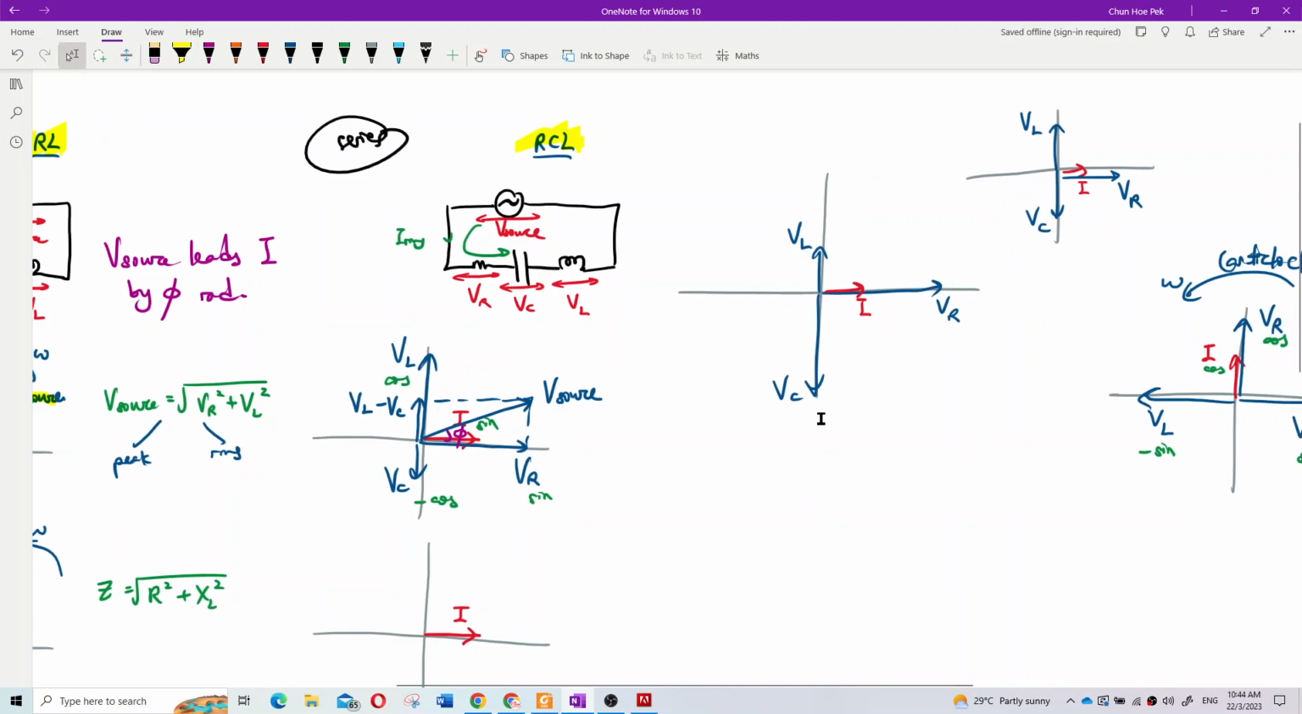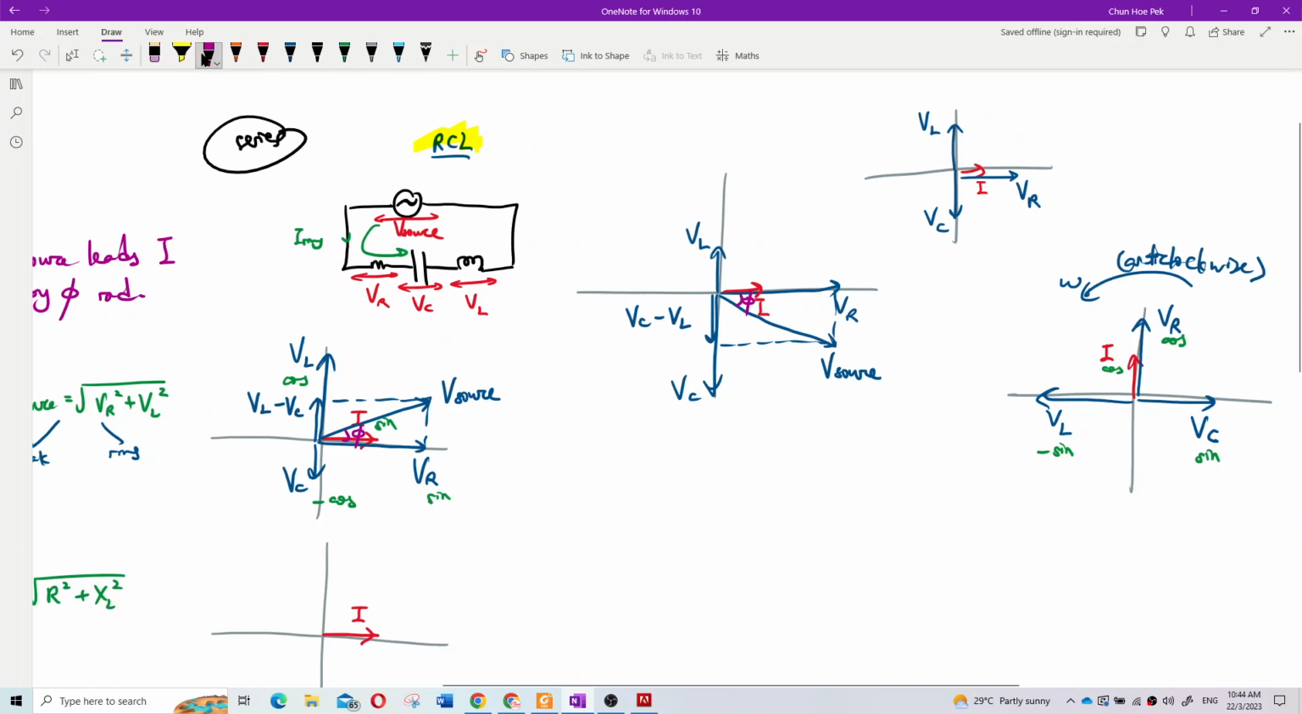But if VC is longer, then the graph goes below. This becomes VC minus VL, so the V source is over here, and our phi is over here. Understand? If same length, then they totally cancel each other. So our VR becomes V source. Understand?